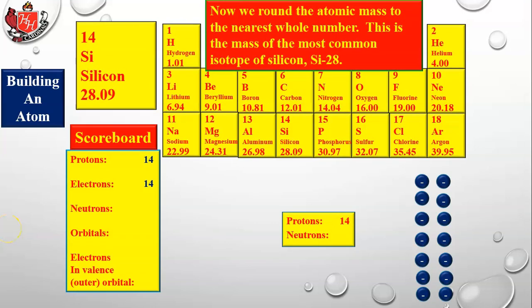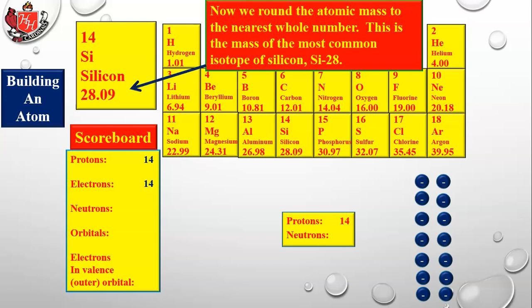Okay, now we round the atomic mass to the nearest whole number. This is the mass of the most common isotope of silicon. Remember, there's no single silicon atom that has a mass of 28.09. This is an average of the masses of all the different isotopes, that is, silicon atoms with different numbers of neutrons. So the one that's the most common is the one that is closest to 28.09. That is the one that has a whole number value closest to 28.09, and that would be silicon 28.